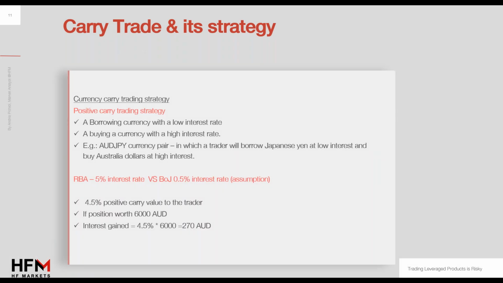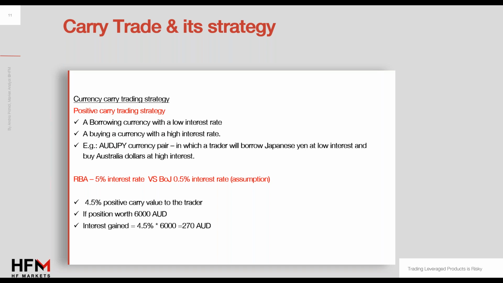I would like to look together at a separate example that involves the positive and negative carry trade strategy, just to help anyone that still is confused about what is a positive carry trading strategy, what is a negative carry trading, and how we can apply them to our trading plan. Okay, so remember that a positive carry trade strategy involves borrowing a currency with low interest rates and buying a currency with high interest rates, such as dollar yen, Aussie yen, pound yen. There are a lot of examples like that.